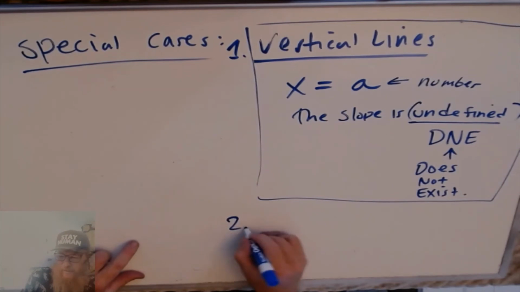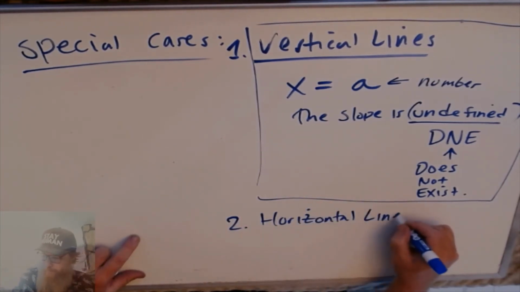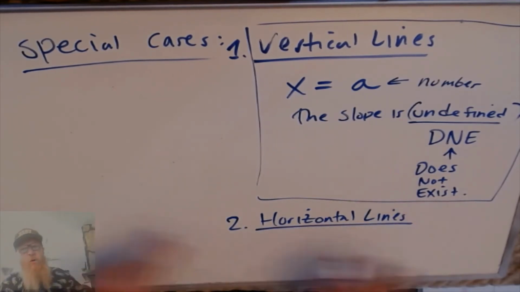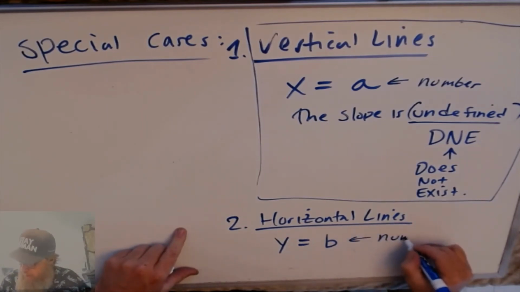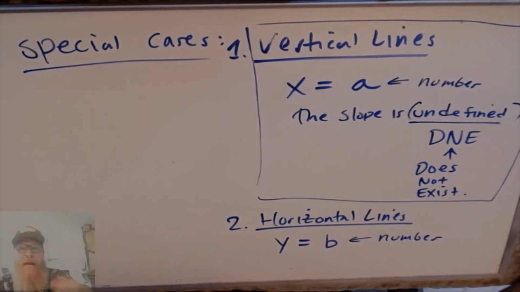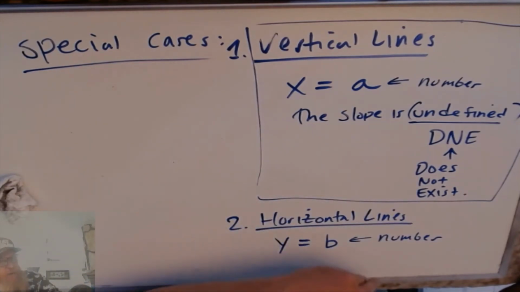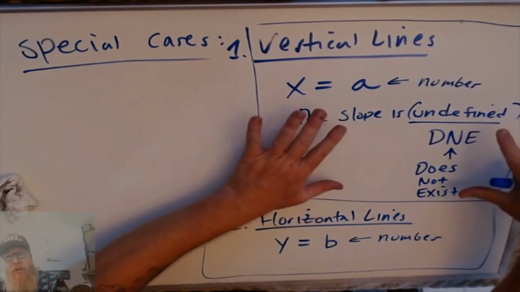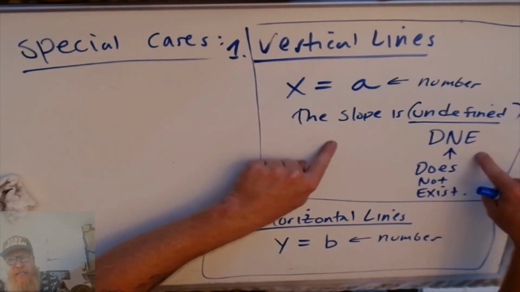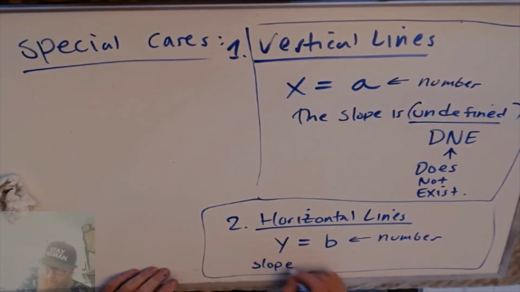And special case number 2, horizontal lines. Lines that go horizontally, y equals b, and b is, of course, a number. So basically, these are special cases of equations that say either x equals a number or y equals a number. If you see one of these, I want you to know that they are special. Vertical lines, the slope is DNE, undefined, does not exist. For a horizontal line, the slope is 0.